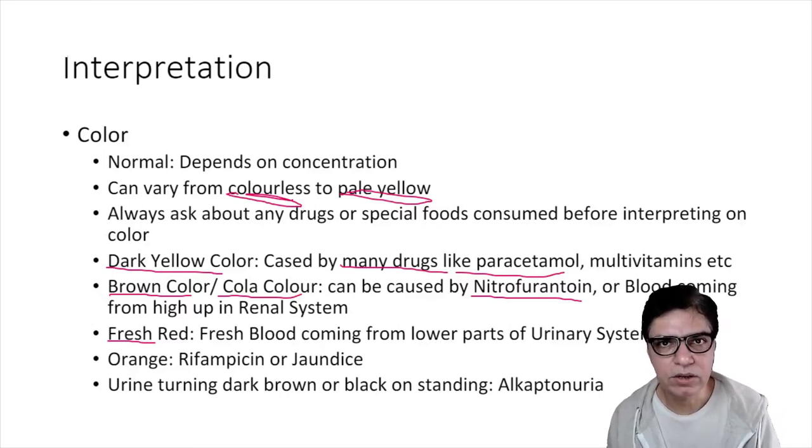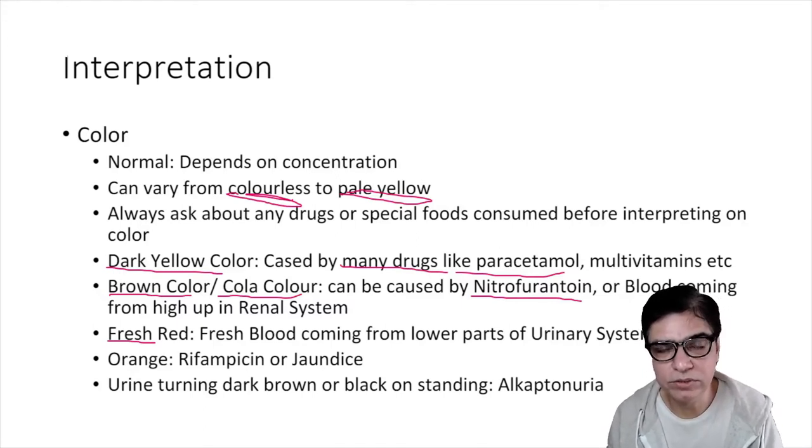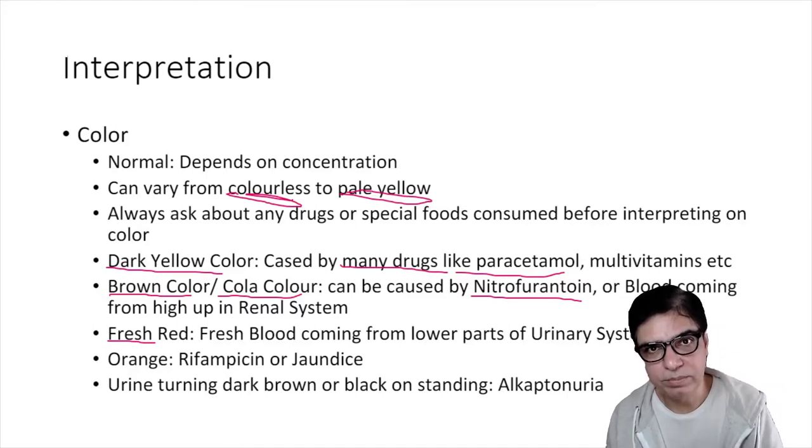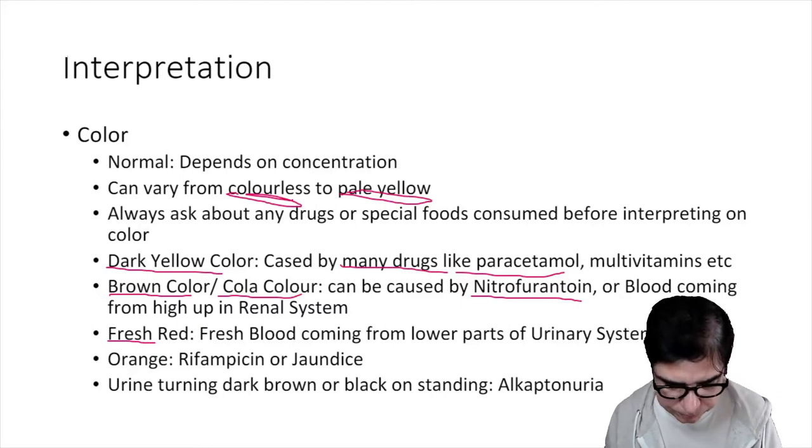you can see fresh blood in that. So it's important that if you are interpreting a red colored urine sample, you ask whether the girl, if she's an adolescent girl, is menstruating. But if it is blood, that blood is coming from somewhere in the lower part of the renal system.